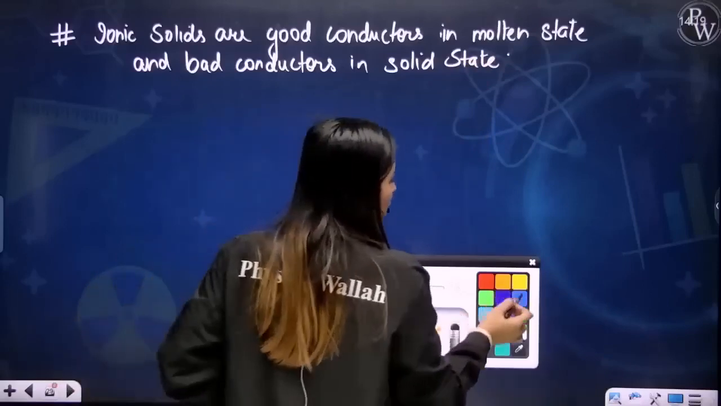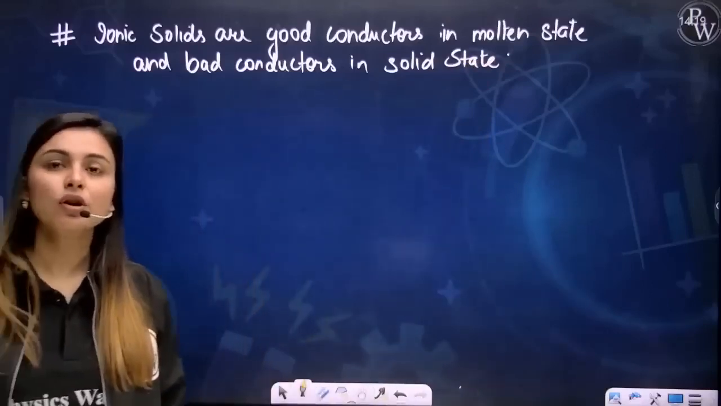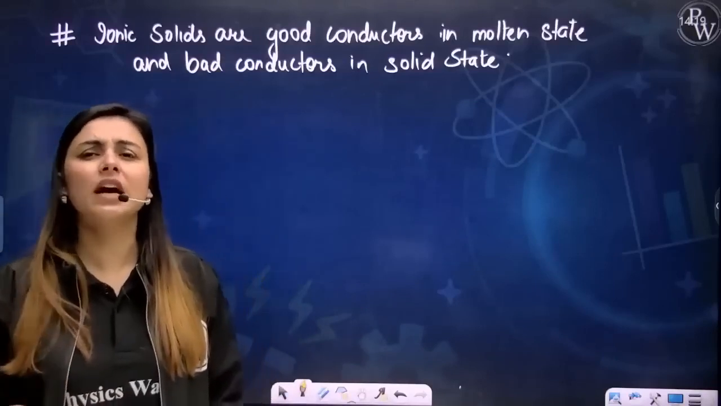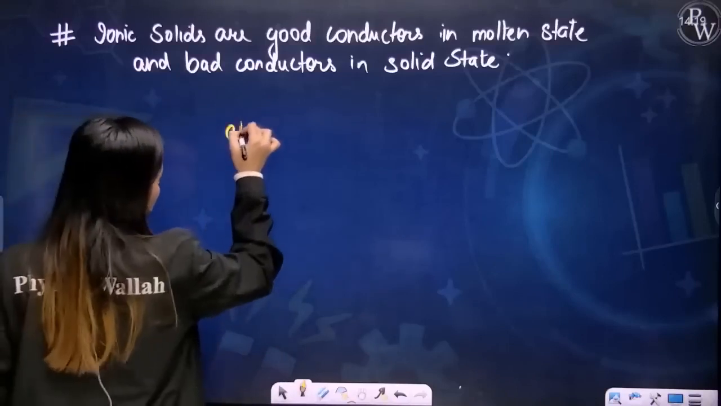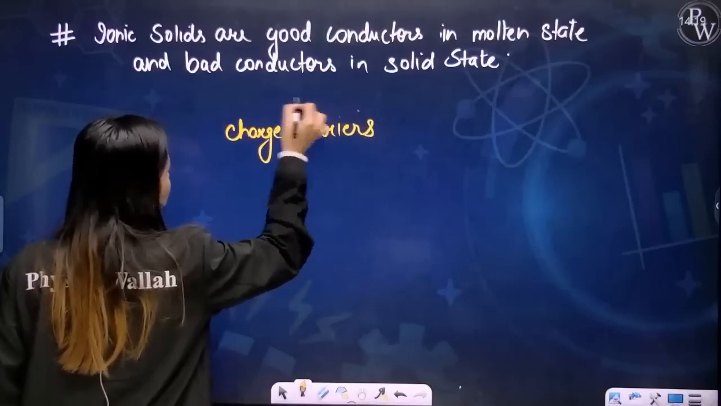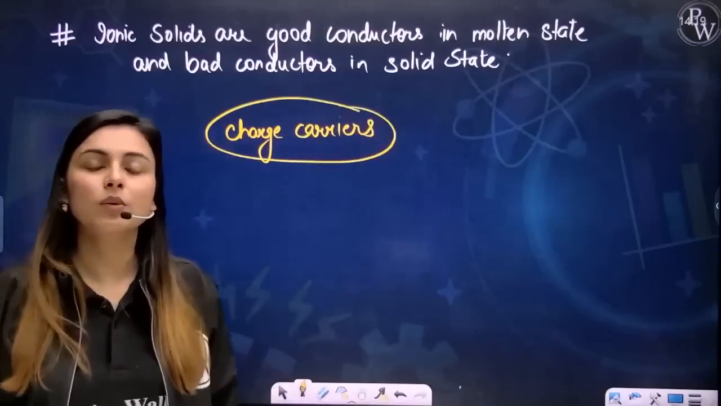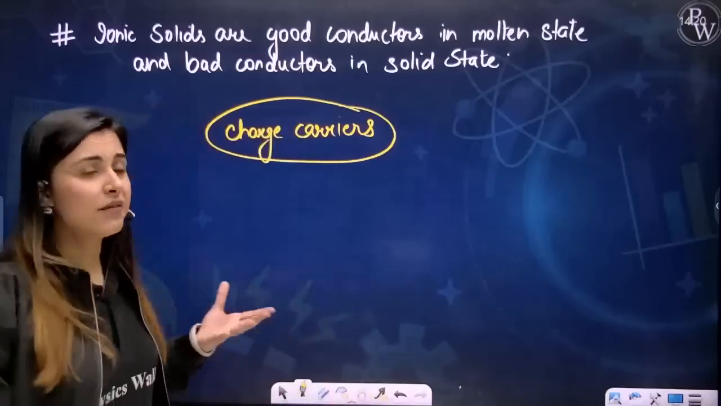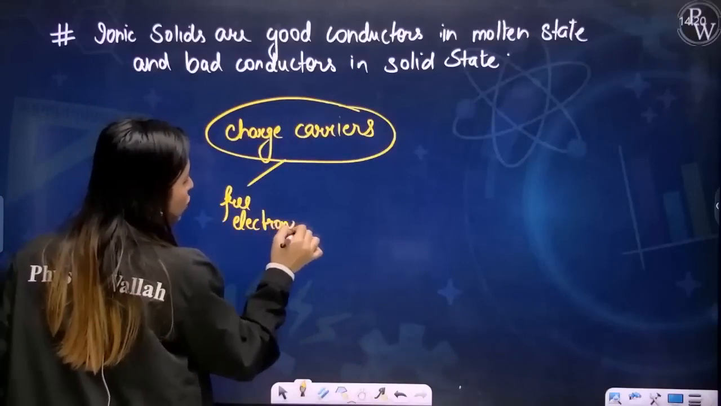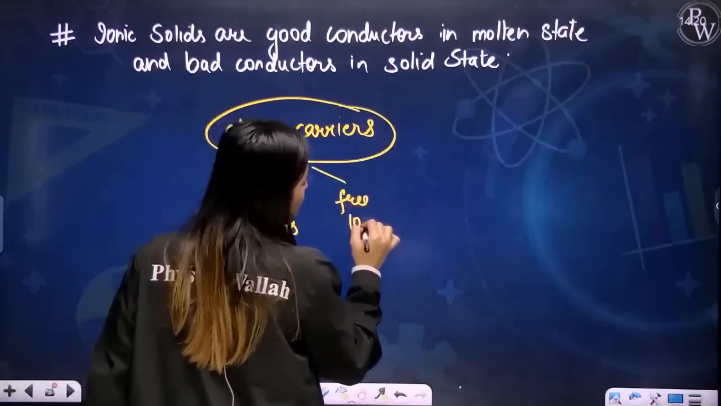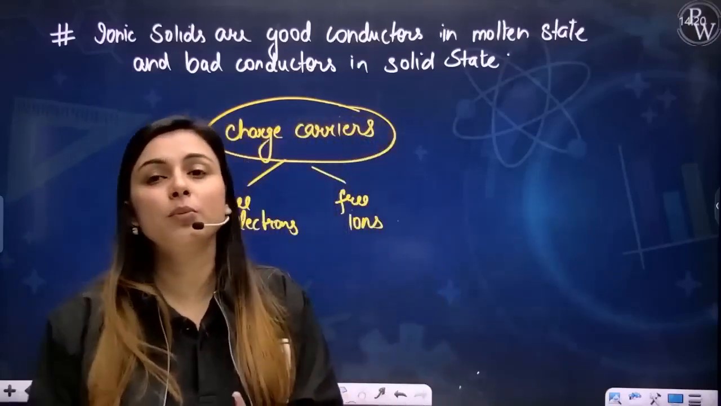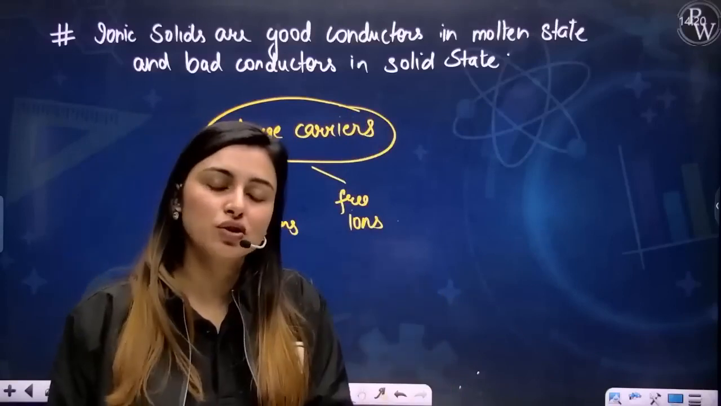Okay, see, now my dear students, whenever you talk about conductivity of ionic solids, you need charge carriers for that. If you have charge carriers, then a particular solid or a liquid will be conducting in nature. So what are the different types of charge carriers? Either you have free electrons or you have free ions. These are the two types of charge carriers. So for a solid or a liquid to be conducting, it should have either free electrons or free ions.